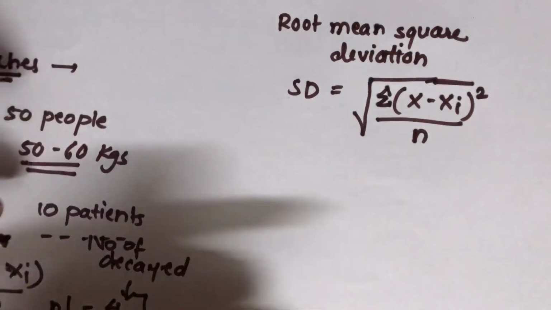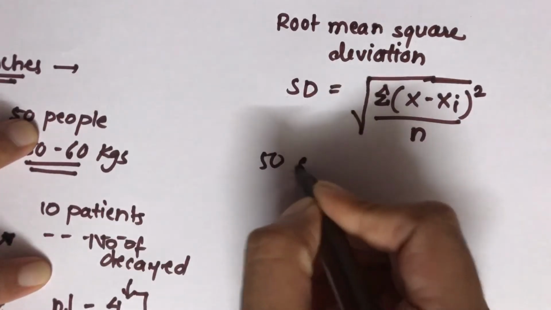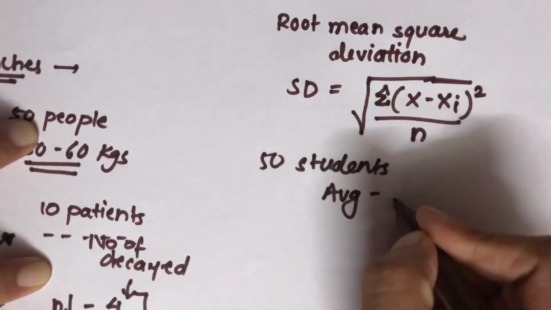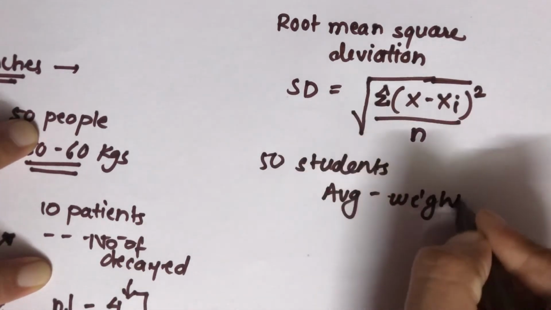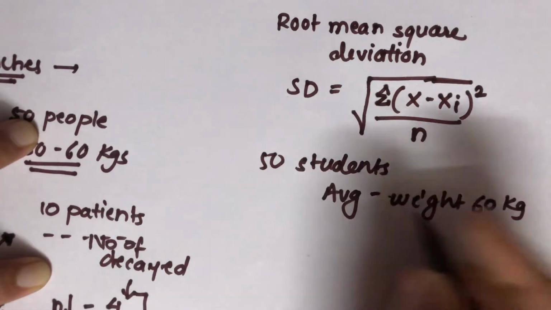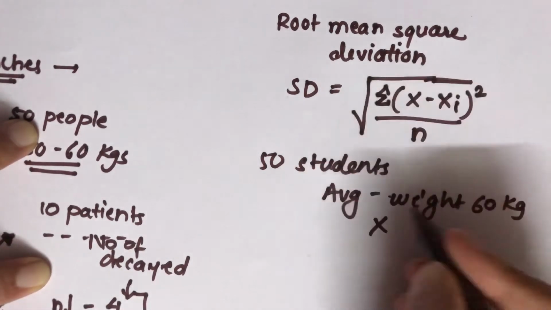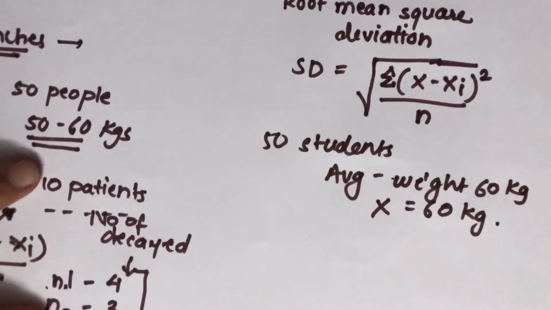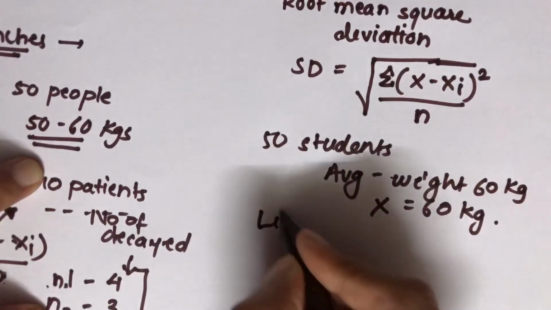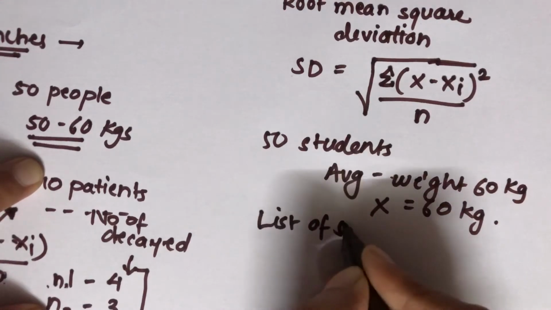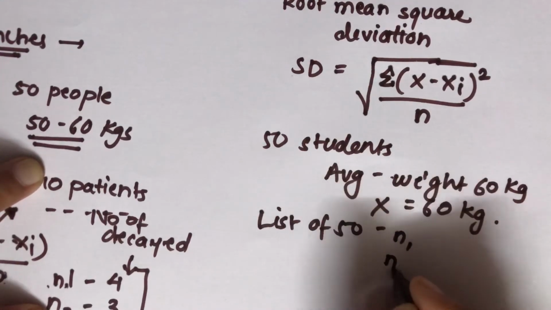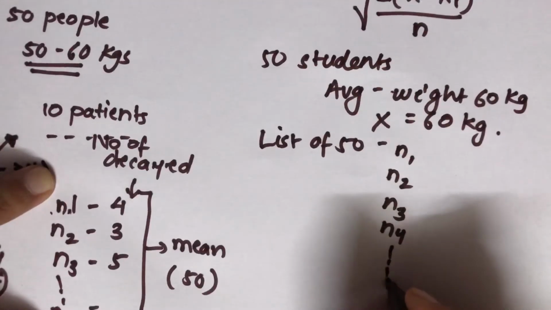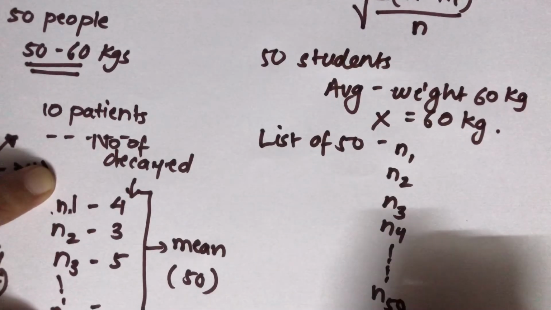Suppose there are 50 students and the average weight of these 50 students is 60 kg. So that means your mean, that is your x over here, is 60 kg, right? Then you're going to make a list of all the 50 students. So that means your n1, n2, n3, n4, like this you're going to write till n50.